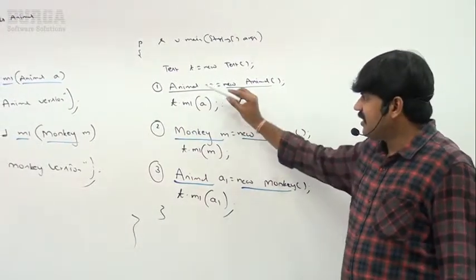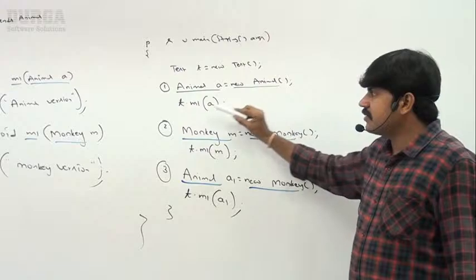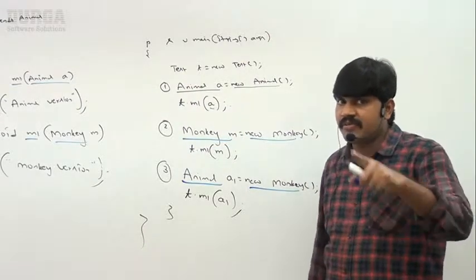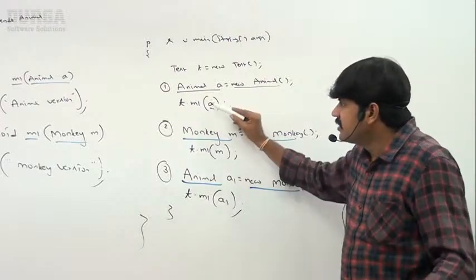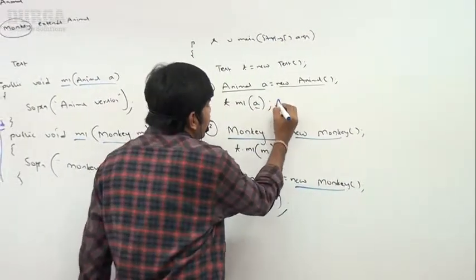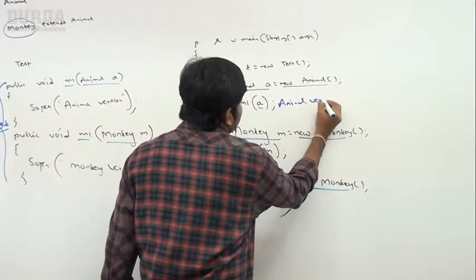Observe carefully. Animal reference, animal object, t.m1(a). Exact match will get highest priority. Sir, a, animal version. Don't keep any doubt at all. Animal version, I will execute.